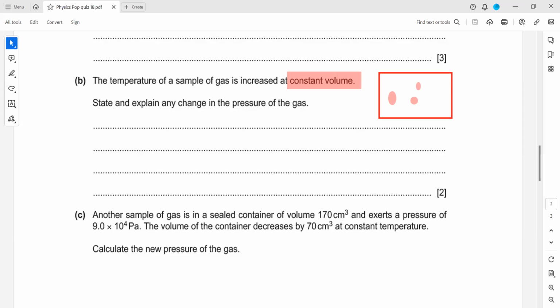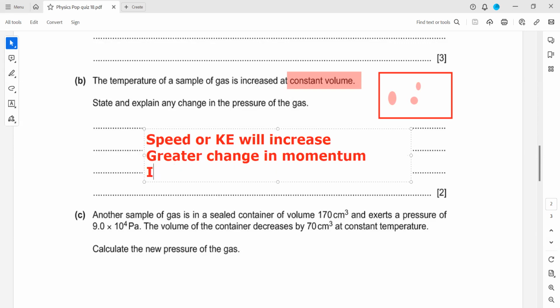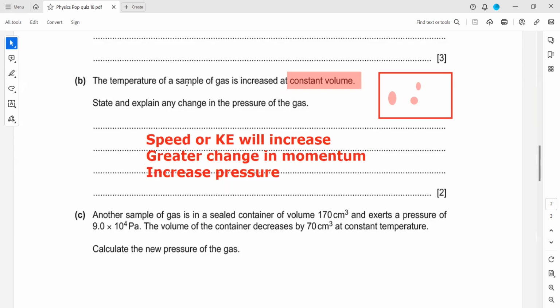When the particles are moving faster, so when we increase the temperature, the speed or the kinetic energy will increase. And when the speed or the kinetic energy increases, there will be a greater change in momentum. And because of the greater change in momentum, the particles exert greater force on a unit area. And as a result, it will increase the pressure.